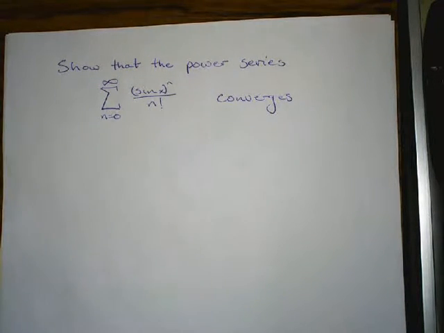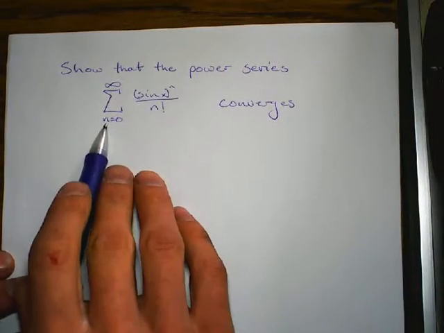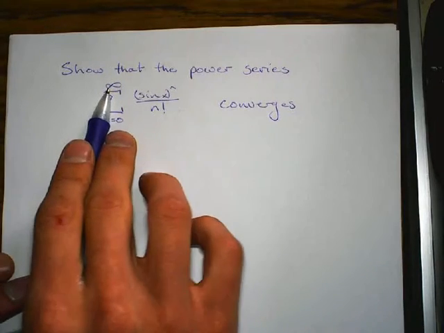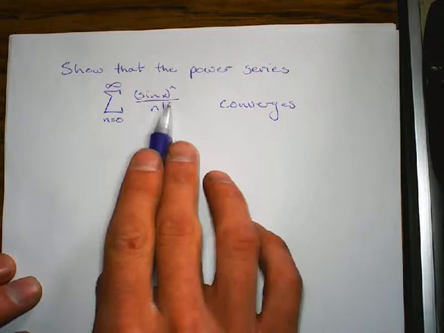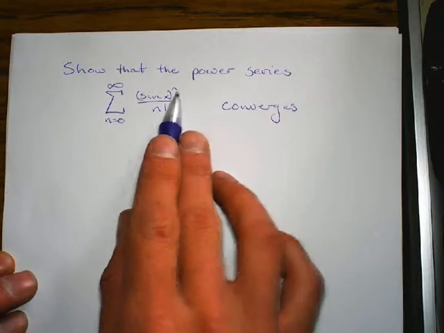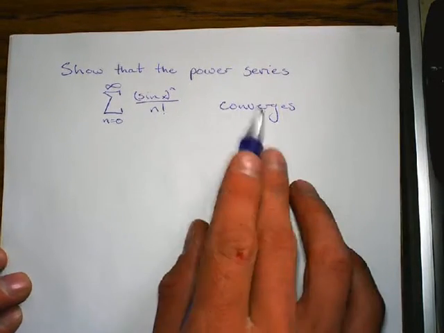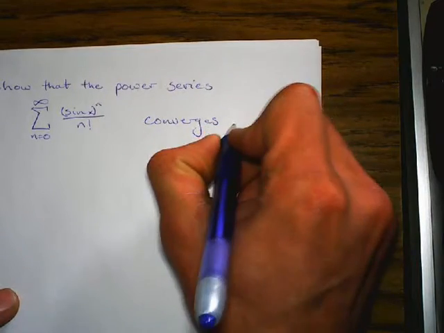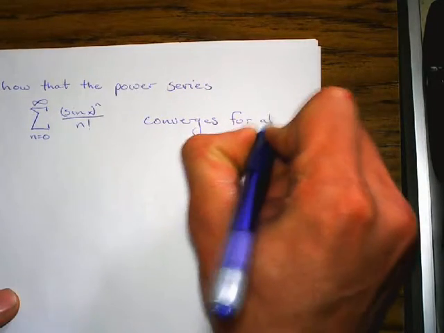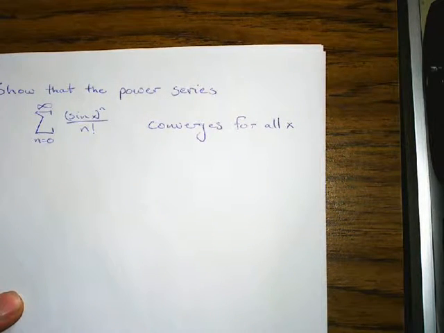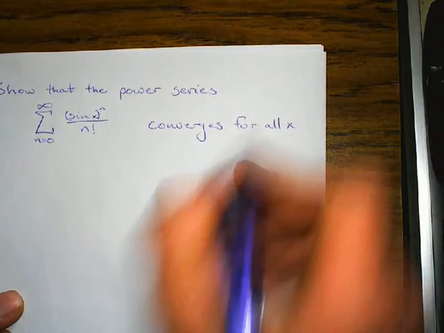Okay, we're going to start by showing the power series, the sum from n equals 0 to infinity of sine of x to the nth power over n factorial converges for all x. And this is real x. We're not dealing with imaginary numbers.